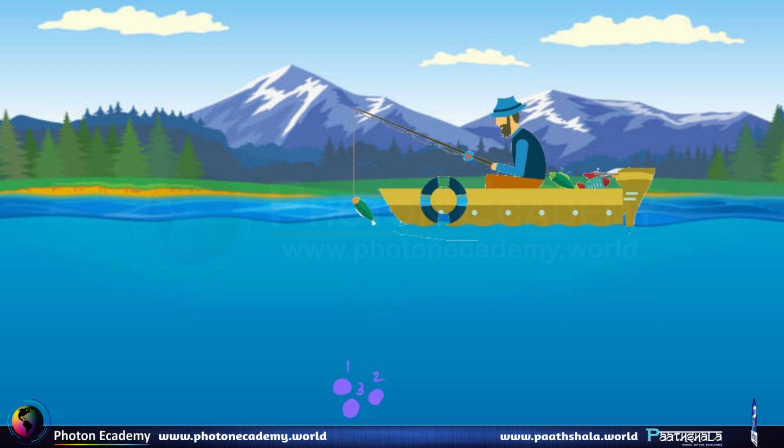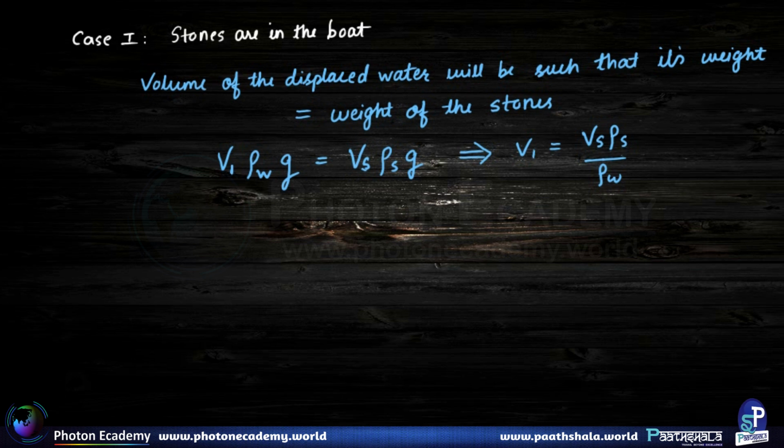So now if any object is immersed inside a liquid, the volume of the liquid displaced is equal to the volume of the object itself, because now the object has immersed inside the liquid completely. So during flotation, the weight of the liquid displaced is equal to the weight of the floating object. When an object sinks, the volume of the liquid displaced is equal to the volume of the object. This is the difference that we need to understand.